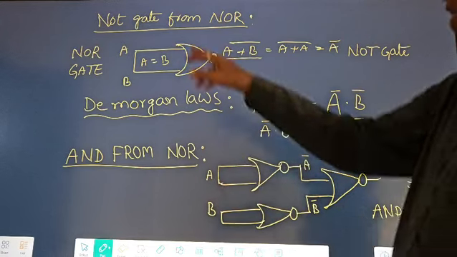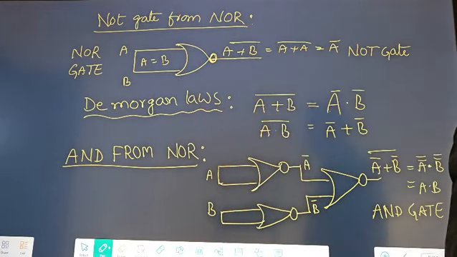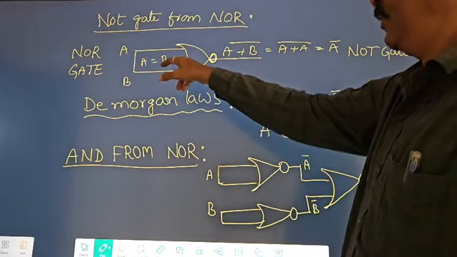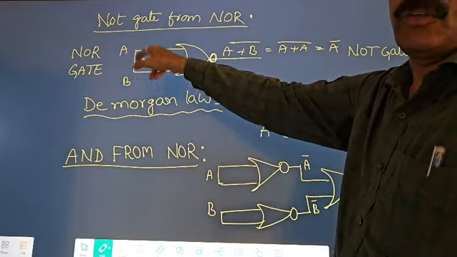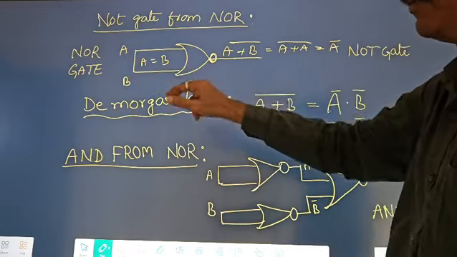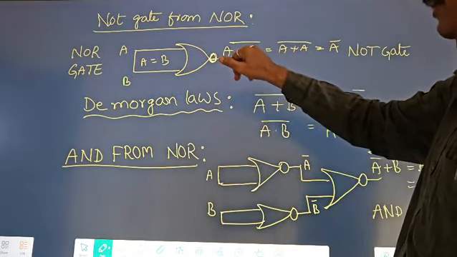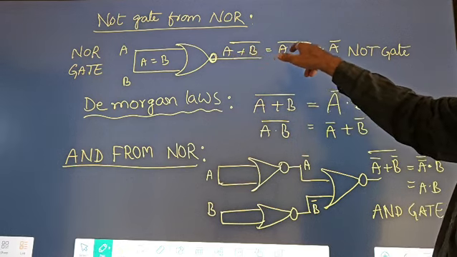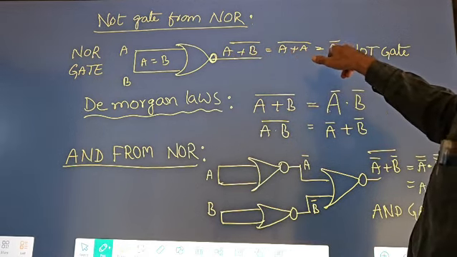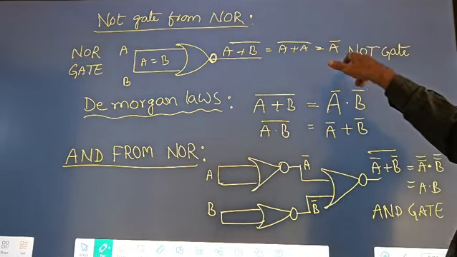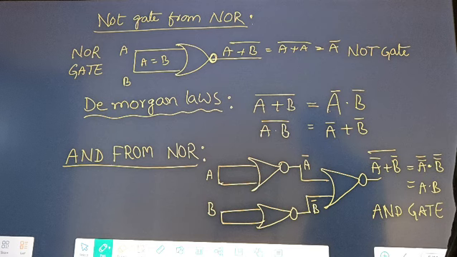Similarly, a NOT gate can be drawn from a NOR gate. So this is the NOR gate. Combine the inputs, you will get a single input, A is equal to B. So A plus B bar is the output of the NOR gate, so A plus A bar. I take an input A, I get A bar. This is the NOT gate.